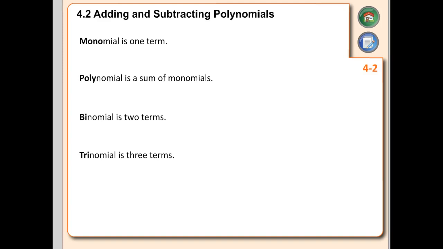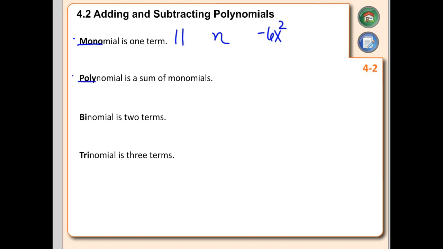When we look at the word monomial, monomial is one term. That prefix mono means one, and so that means that I have one term. Well, that could be a number like 11. It could be a variable like n, or it could be the product of numbers and letters. So we could say something like negative 6x squared. All three of those are examples of monomials. Monomial means one term.